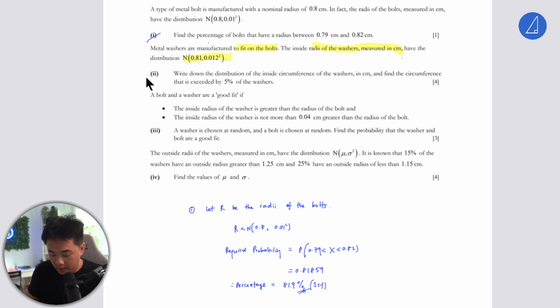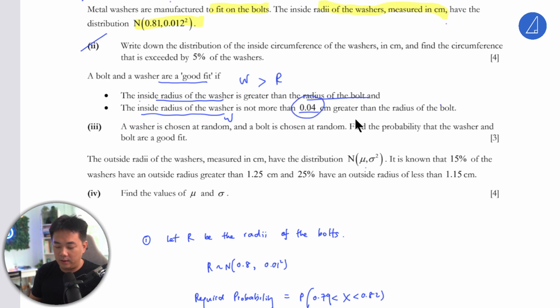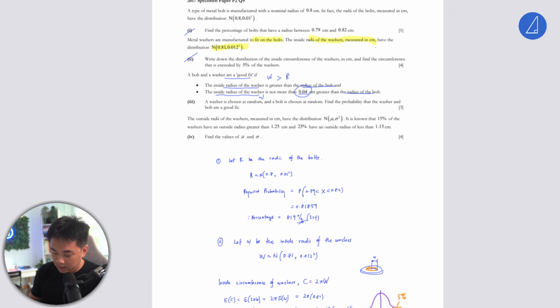So let's look at part 3. The bolt and the washer are a good fit if the inside radius of the washer is greater than the radius of the bolt, and the inside radius of the washer, which is W, is not more than 0.04 cm greater than the radius of the bolt. Meaning to say, you want the washer to be greater, because the washer is the one that fits the bolt.